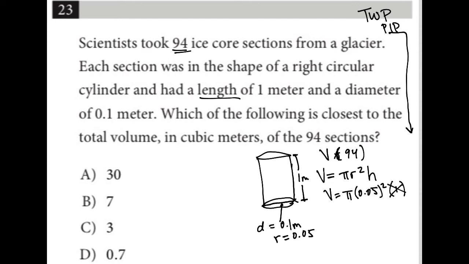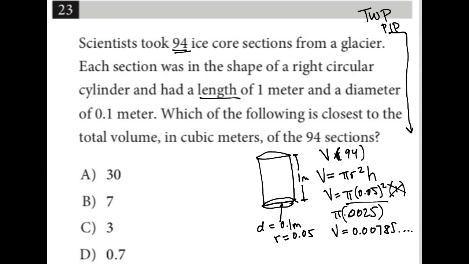So on my calculator, all I'm really multiplying is 0.05 squared times pi. So let's figure out what that is. So 0.05 squared, I get 0.0025. Again, I'm multiplying that by pi. So multiply that by pi in my calculator. And what I get is that the volume is equal to 0.00785 with some more digits afterward.